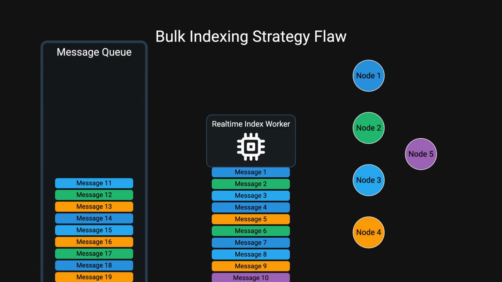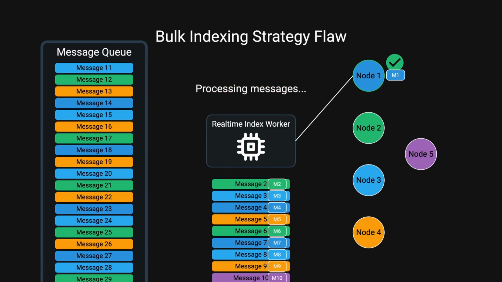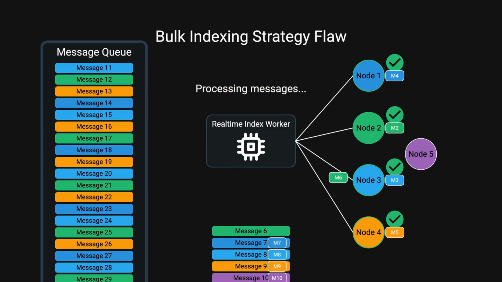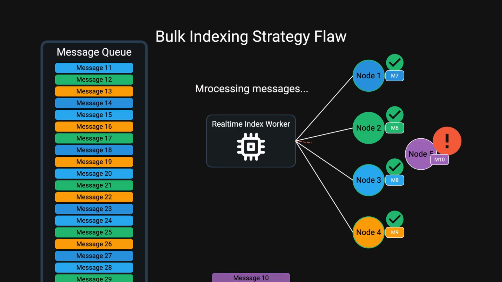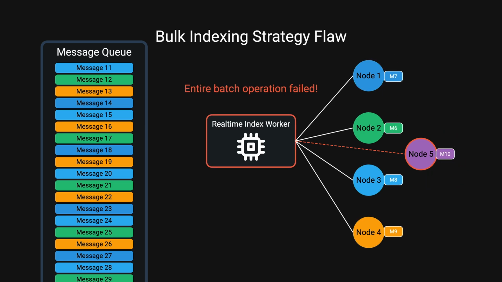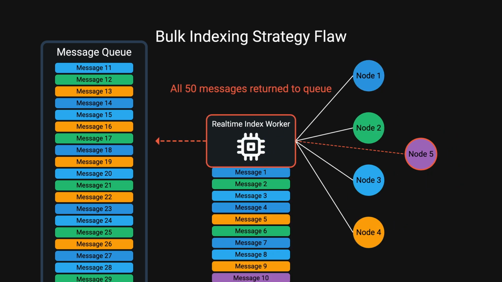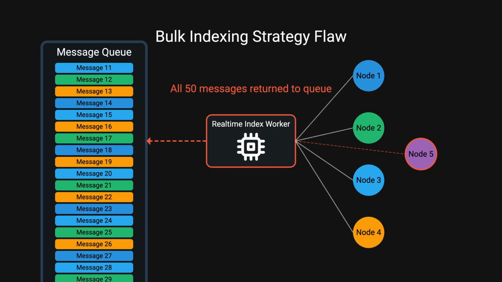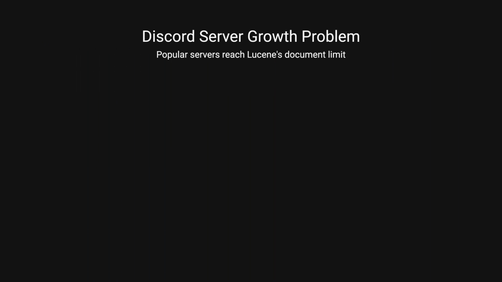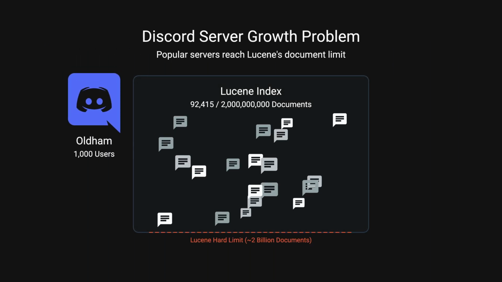The real-time index workers would pull batches of say 50 messages from the queue, but these messages were often destined for different nodes across the clusters. If even one operation in the batch failed, the entire operation would fail, forcing all messages to go back into the queue.